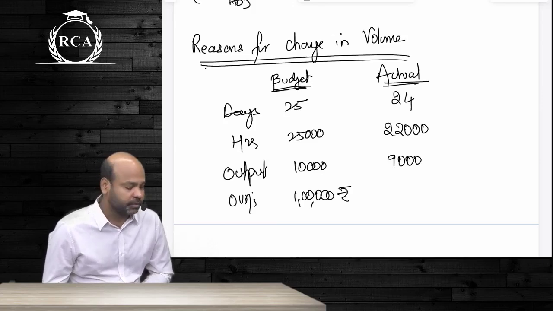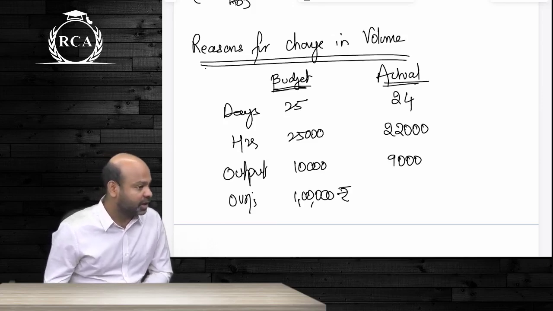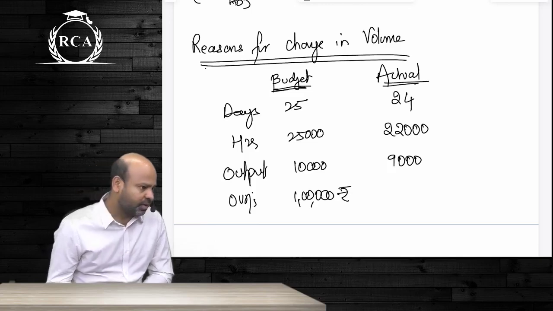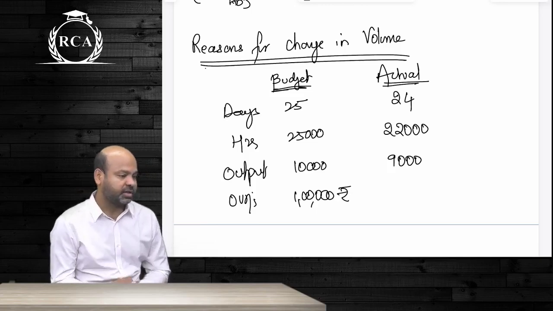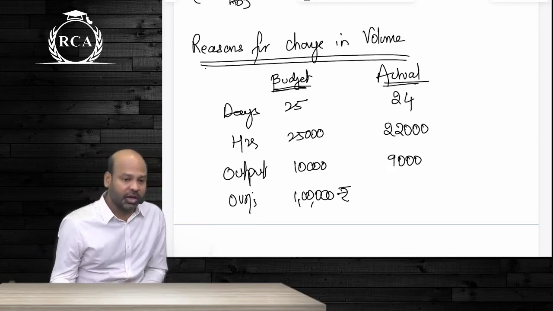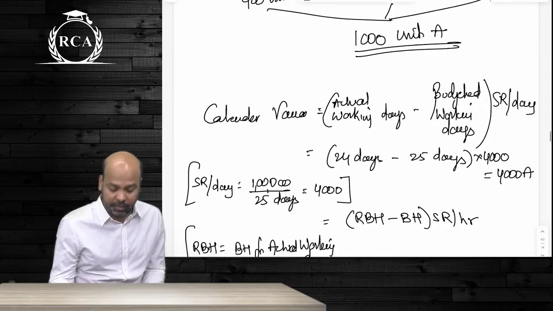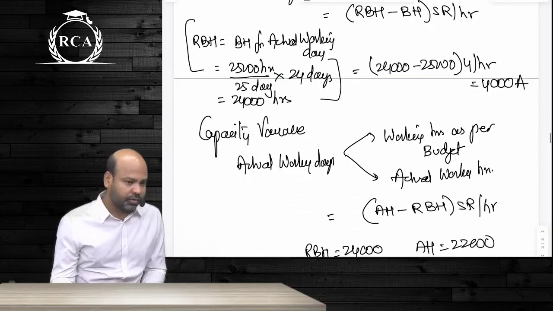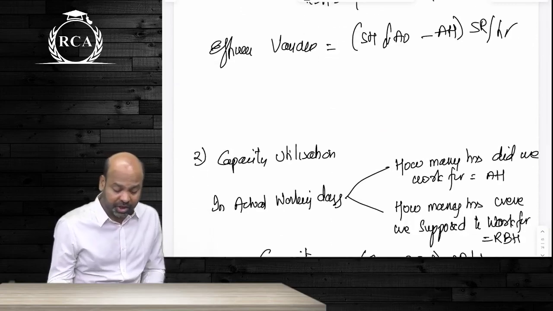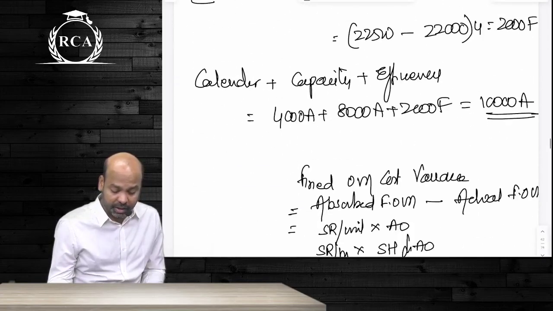Because BH and RBH, both of them would be exactly the same. Is that clear, guys? And for efficiency variance, you're going to write standard hours for actual output minus actual hours, multiplied by standard rate per hour. Are we clear about this? This was a classification of fixed overhead volume variance into efficiency, capacity and calendar.